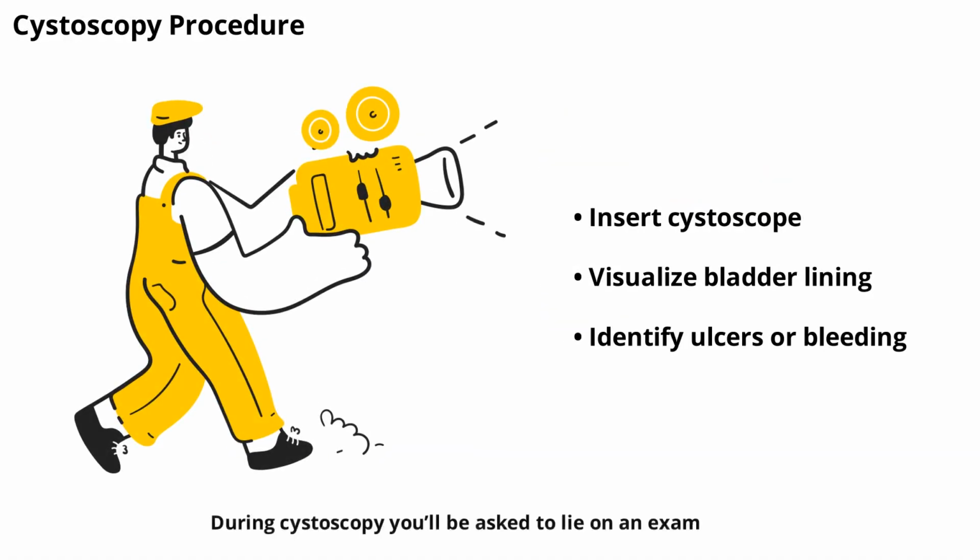During cystoscopy, you'll be asked to lie on an exam table while the doctor gently inserts the cystoscope. The camera transmits images to a monitor, allowing the doctor to inspect the bladder wall for inflammation, ulcers, or other abnormalities. The procedure is usually done under local anesthesia and takes only a few minutes. It's generally well tolerated and provides valuable diagnostic information.